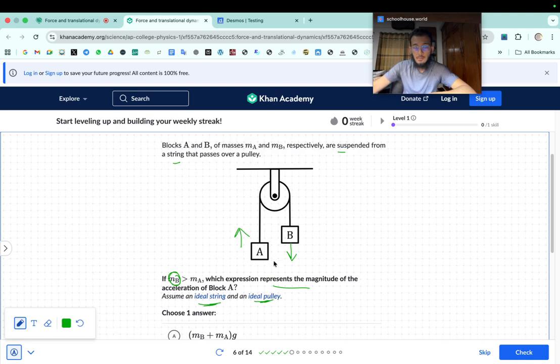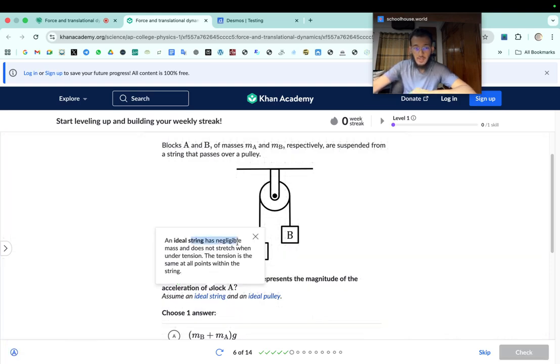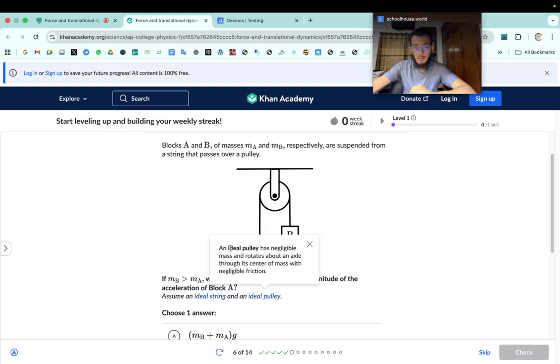We know what they mean. An ideal string has negligible mass and does not stretch when under tension. The tension is the same at all points within the string. An ideal pulley has negligible mass and rotates upon an axis through its center of mass with negligible friction.